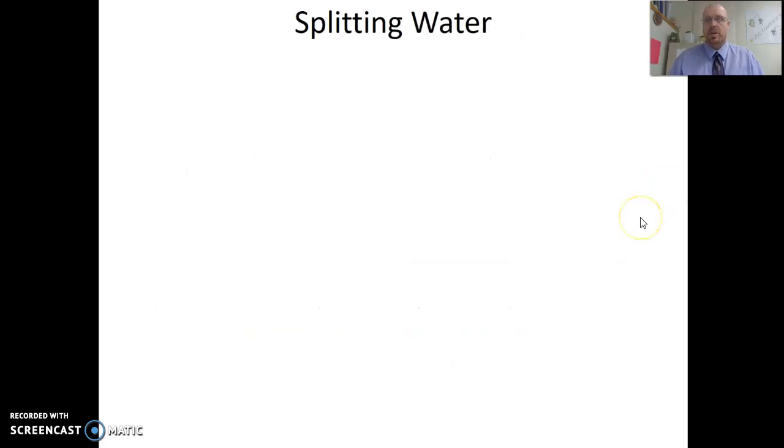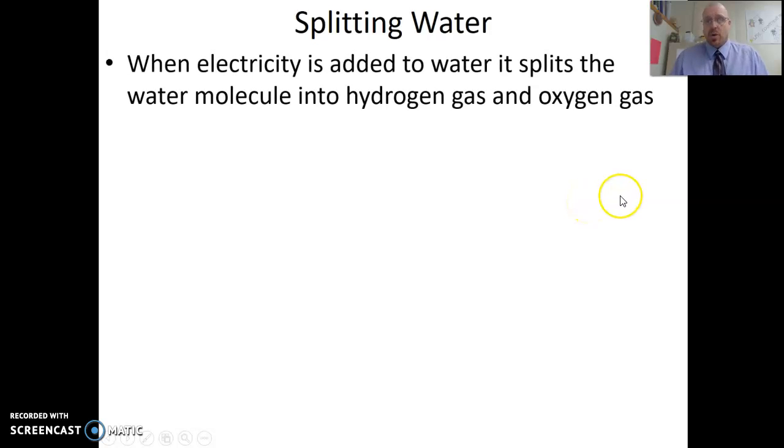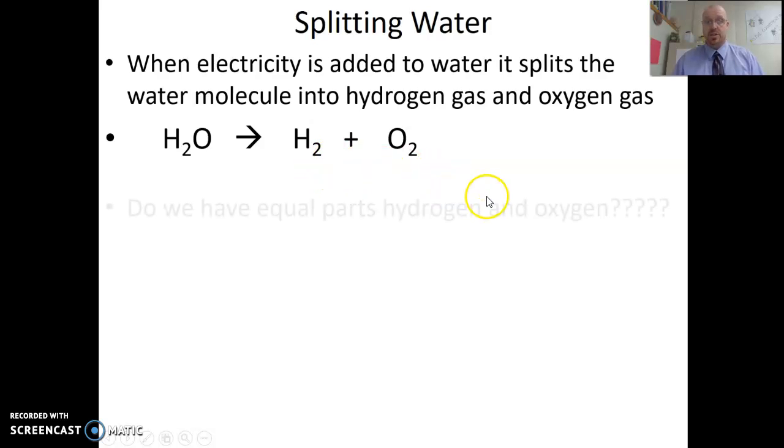One of the things that we're going to talk about now is splitting water. So when electricity is applied, you see in our chemical formula here, H2O, we have this arrow. This shows the chemical reaction and it yields. So reactants are on the left, and the products are on the right. The products are hydrogen gas and oxygen gas.